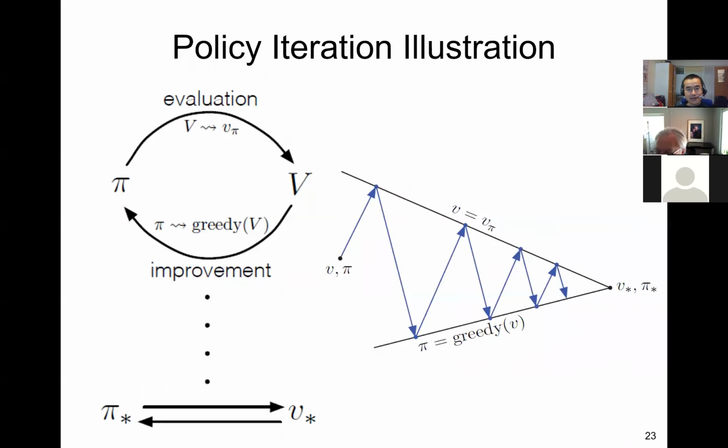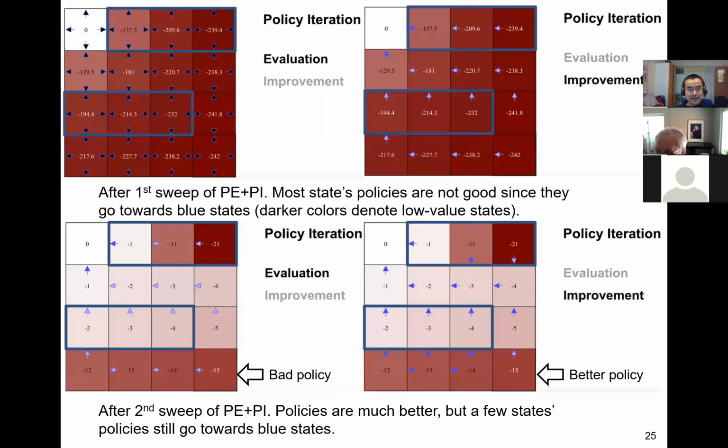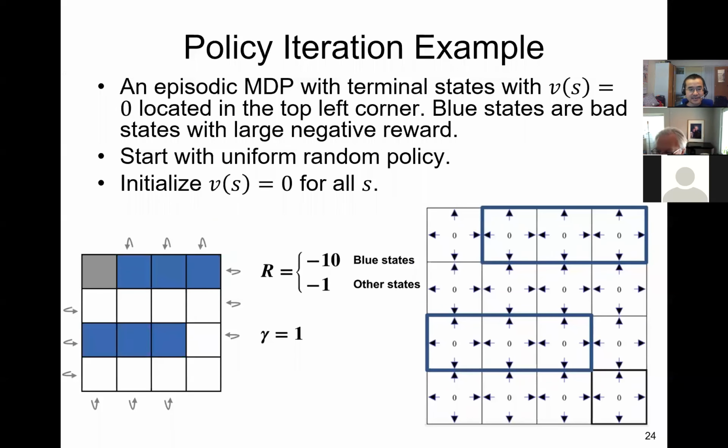So that's policy iteration. I showed this example where you start with a uniform random policy. It's similar to the previous one, except the previous one was too simple, so you reach the optimal policy in one step.